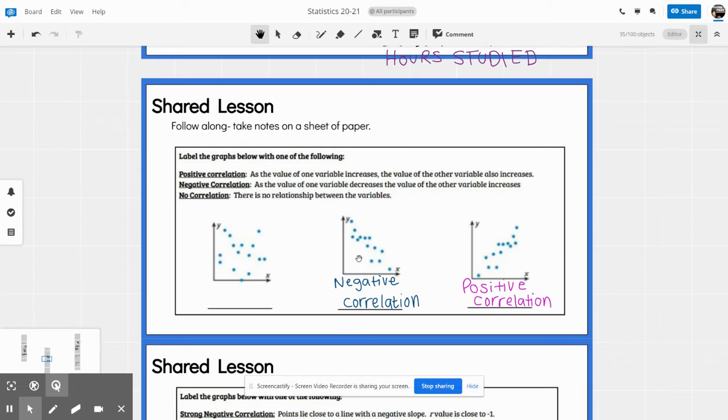So as I move along my x-axis, as the x-axis gets larger, my y is decreasing. So it's kind of going downwards. So as one is getting larger, one's getting smaller. So this is a negative correlation.